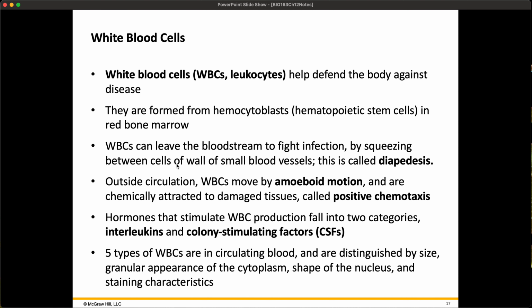Outside of circulation, meaning outside of the blood vessels, white blood cells use this amoeboid motion, stretching themselves out towards what they want and pulling and dragging themselves along. That's called positive chemotaxis. Your infected cells, once they recognize that they're infected, or once they recognize their neighbors are infected, start to send out chemical signals, things like interleukins and colony stimulating factors, your CSFs. Neighboring cells will send out these chemical signals too, and that's what attracts white blood cells to them.